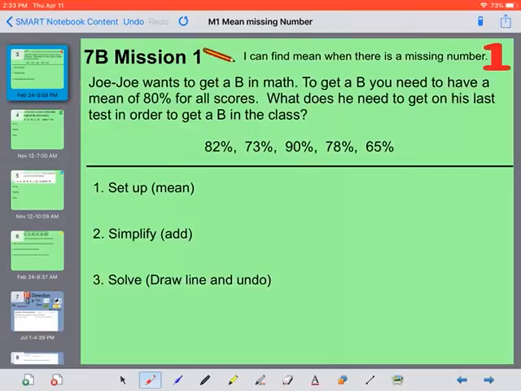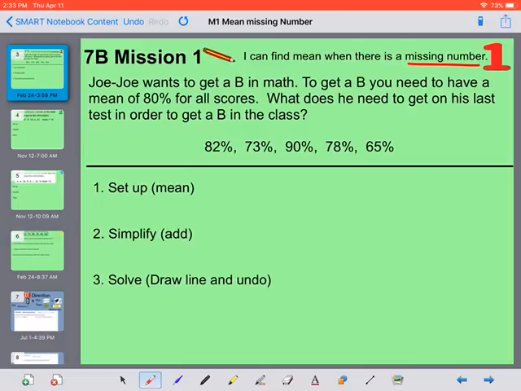Hello, today we are starting Unit 7B. We're going to look at finding a mean when there is a missing number today. It says Jojo wants to get a B in math. To get a B, you need to have a mean of 80% for all the scores. What does he need to get on his last test in order to get a B in the class?